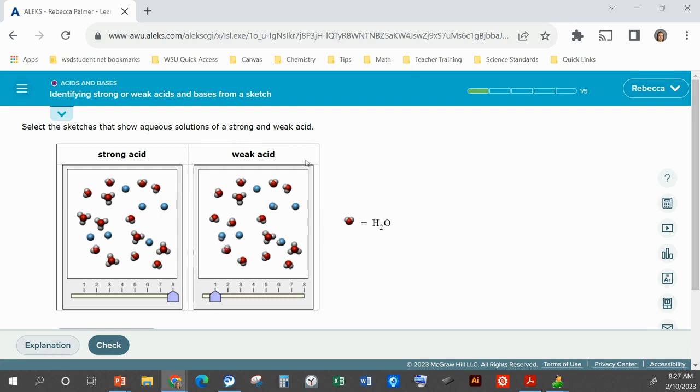Okay. What about a strong base? So what does a strong base do? It breaks apart completely. So will it look like the strong acid? It will look like we have sodium and hydroxide. It will do something like this.